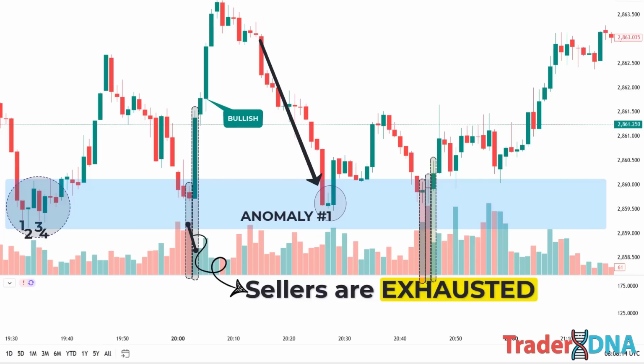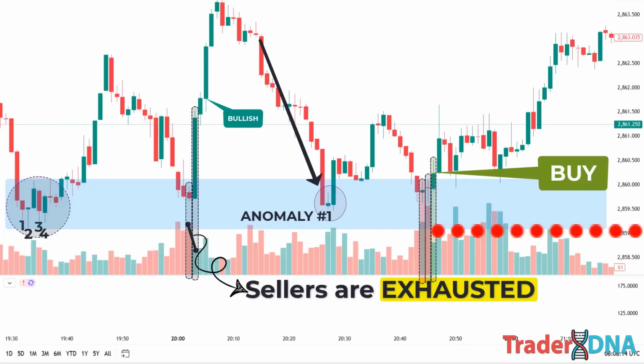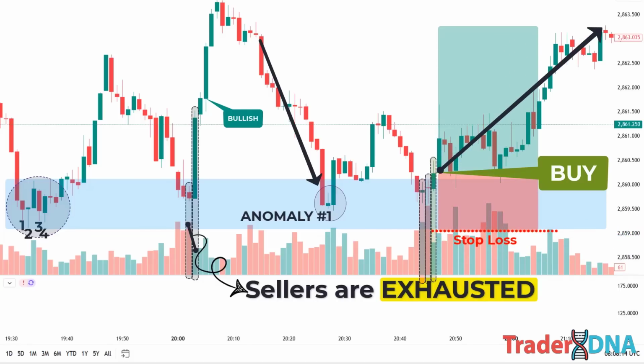Since this battle happened at a strong support level, we now have a clear trade setup. If buyers won, we have a high probability trade. We enter a buy position at the opening of the next candle. We set our stop loss below the support area to protect our capital. And boom, price explodes upward. That's how you trade smart. You're not just looking at price movements, you're seeing the hidden energy of the market, the psychology of traders, and the true power behind every candle.